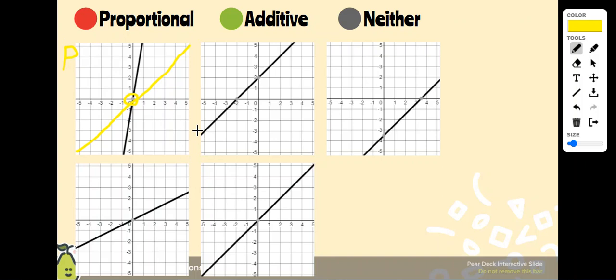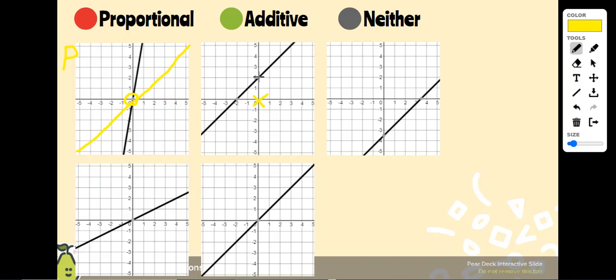And the next graph, directly to the right, it does not go through the origin. Remember, I always look at the origin first. That tells me whether it's proportional or additive, and then I double check. So it doesn't go through the origin, which makes me think it's additive, but in order for it to be additive, it also must have a slope of 1.